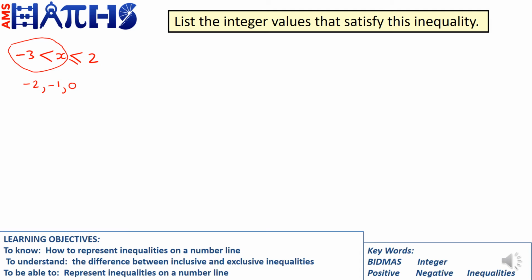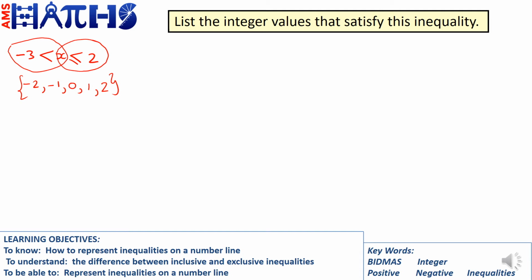Let's pause there so we can see how far we need to go. It says on the other side that x is less than or equal to 2. So we can still continue with our integers from 0, 1, and it says equal to 2. So 2 is also a part of that. So the list of values that satisfy -3 < x ≤ 2 would be -2, -1, 0, 1, and 2.